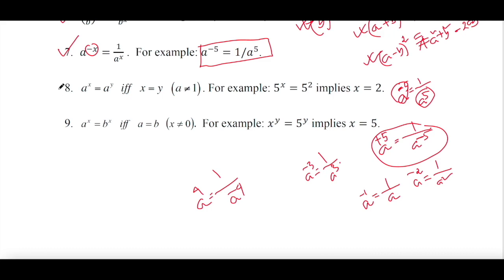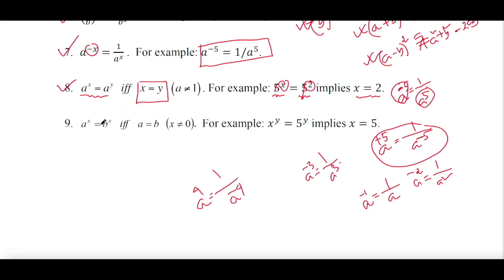Number 8, property 8: when bases are the same, you see a to the power x equals a to the power y, then you can equate their powers, or indices. x will be equal to y. For example, 5 to the power x equals 5 to the power 2, then we can write x equals 2. Since the bases are equal, you can write x equals 2.